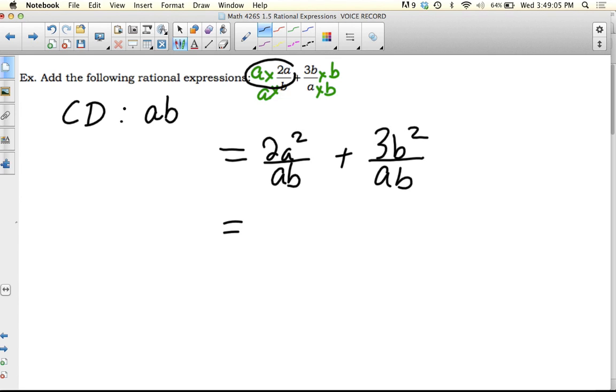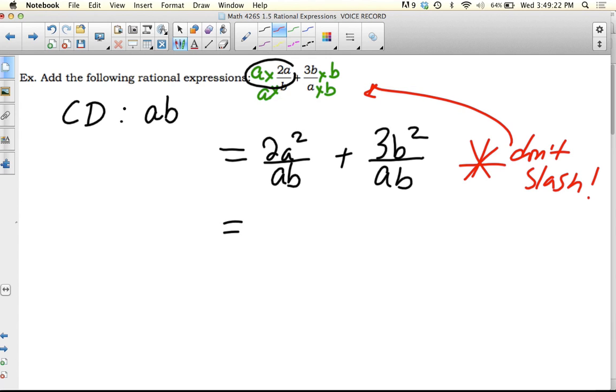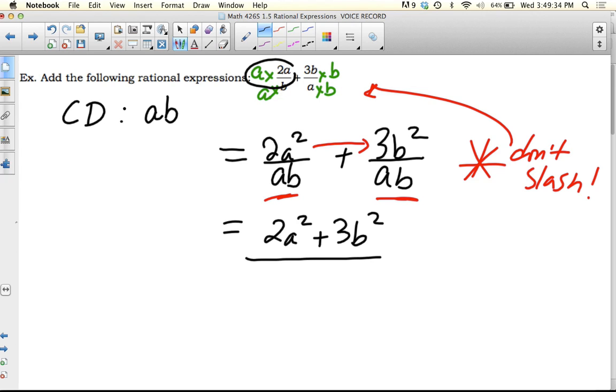Okay? So in the end, we can just add right across. Now, I'm going to give a little bit of warning here. You do not want to start slashing here, okay? Don't slash. Otherwise, you're going to just get right back to where you started, right? The idea here is to get the common denominators so that we can add across. Okay, so once we have our common denominators, we're going to have 2a squared plus 3b squared. I can't add those two together. I can just write it down like that, all over ab. Okay, and that's our final answer.